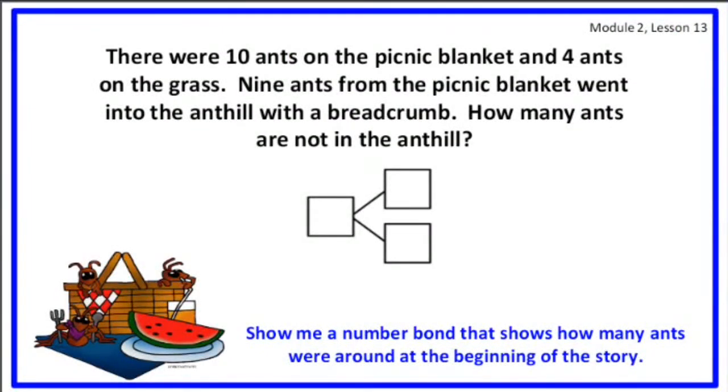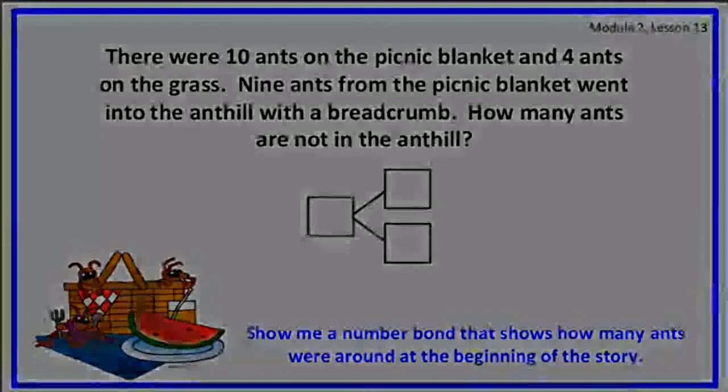Alright, so let's move on. We have another word problem here. It says there were 10 ants on the picnic blanket and 4 ants on the grass. 9 ants from the picnic blanket went into the ant hill with a breadcrumb. How many ants are not in the ant hill? You see that? So I will draw my 10.